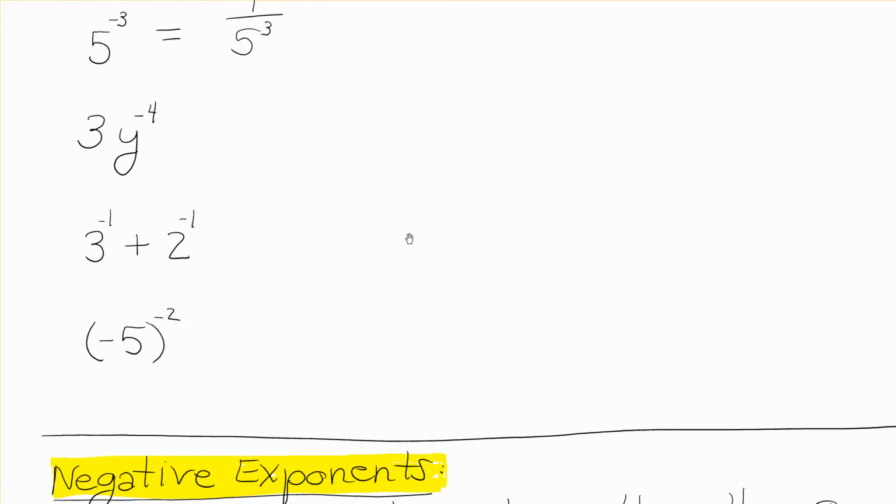Now let's take a look at the second example. And recall that when you apply an exponent to a variable, it's only applied to the variable that's next to it. So this y to the negative 4, that negative 4 exponent is only being applied to the y and not the 3. So if we take the reciprocal of y to the fourth, and we write it like that, we end up with 3 over y to the fourth.